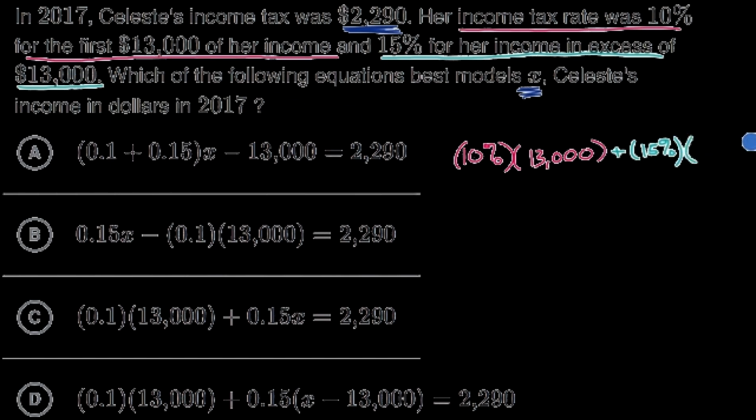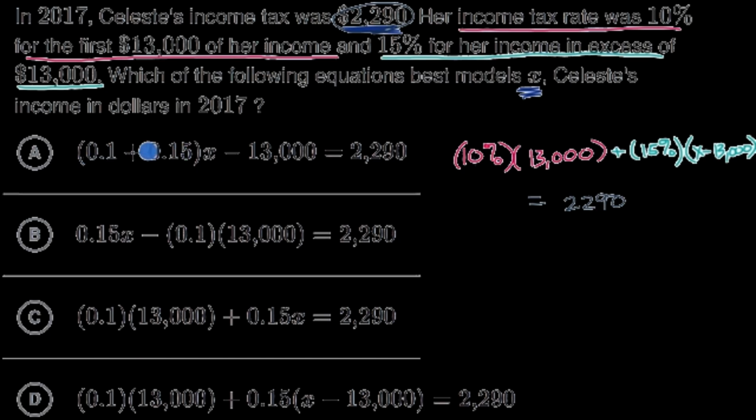Well, how could we express that? Well, her income in excess of $13,000 would be X minus $13,000. And all of that would be her total income tax. All of that should be equal to $2,290. Okay, let's see which of these choices describe that.